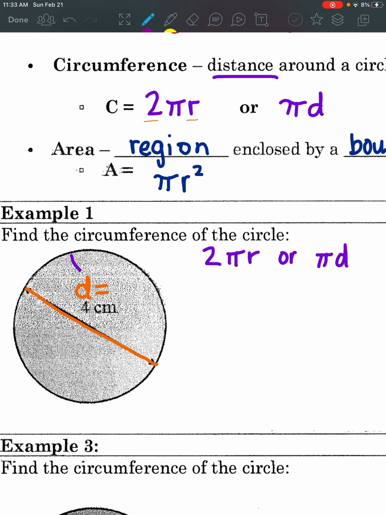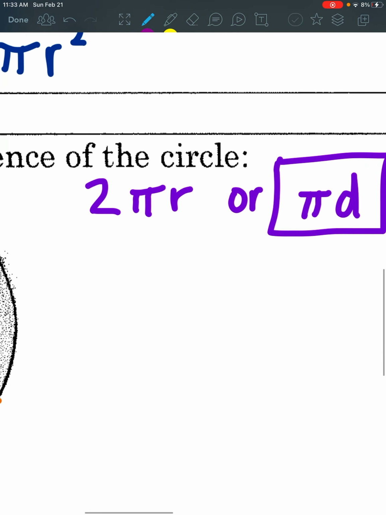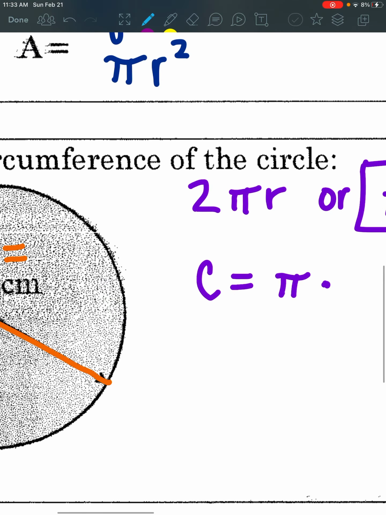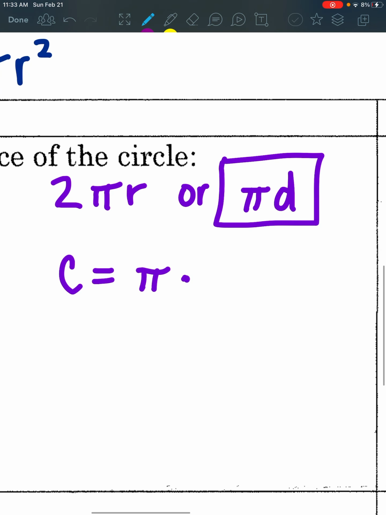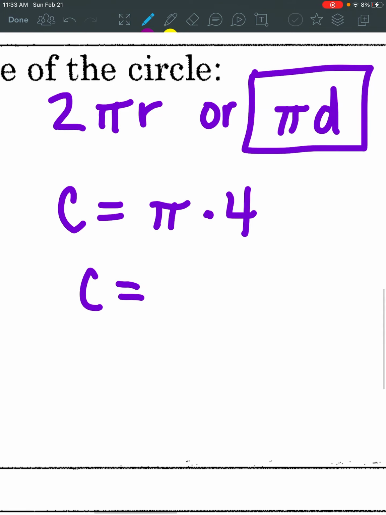Since we are given the diameter in this scenario, I would use the formula that has diameter in it. It'll be less work in the end. So circumference, we're going to do pi times, I'm going to replace the variable d with 4, since that was what we were given in our circle. So pi times 4. Now, recently I've been seeing some questions that ask for the exact circumference or area, meaning exact with pi in our answer.